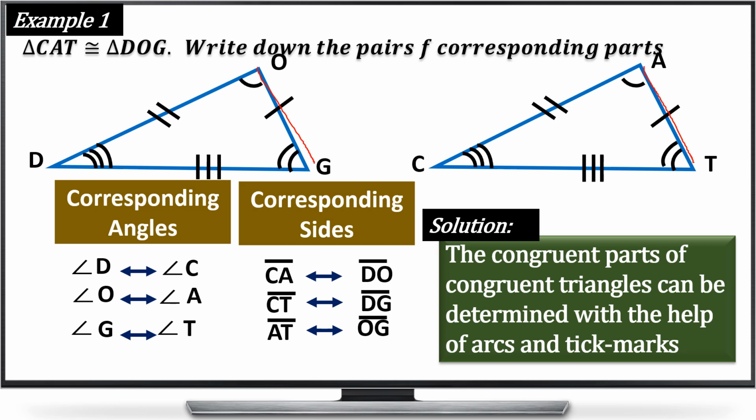Since yung atin pong given triangle CAT and DOG ay sakto ang kanilang number of arcs and number of tick marks, therefore we can conclude that triangle CAT is congruent to triangle DOG. In the sense that lahat po ng kanilang corresponding angles and sides are all equal.